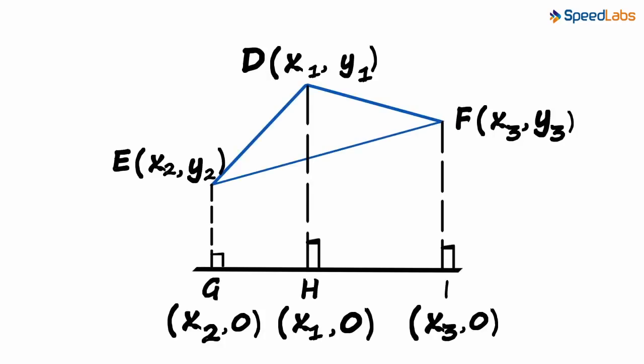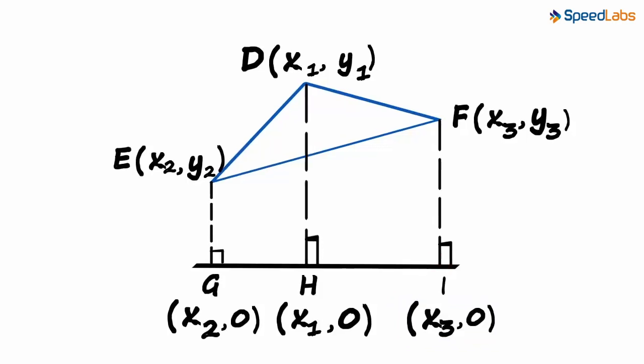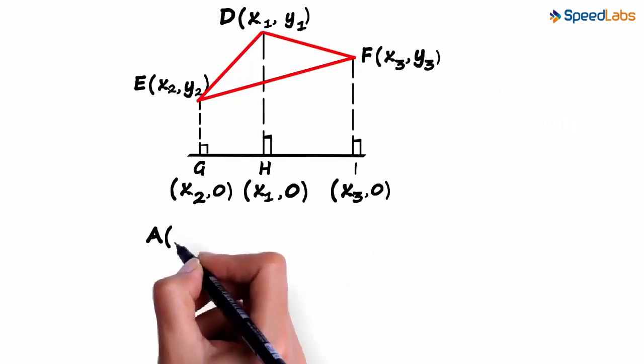This is where we left off in the previous video. We have to find the area of the triangle DEF. The only thing we have been given is the coordinates of the three vertices. We constructed three perpendiculars from the three vertices onto the x-axis and got the coordinates of points G as x2, 0, the coordinates of H as x1, 0 and the coordinates of I as x3, 0. Let's zoom out and find the area of triangle DEF.